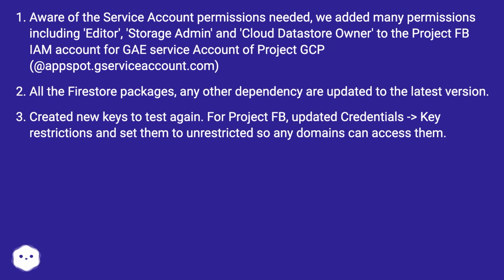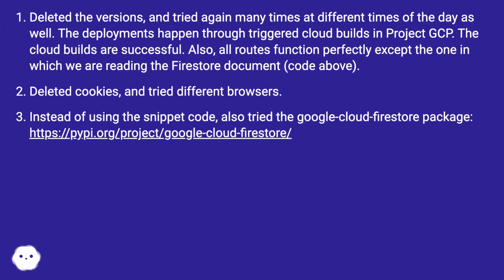For project FB, updated credentials, key restrictions and set them to unrestricted so any domains can access them. Deleted the versions, and tried again many times at different times of the day as well. The deployments happen through triggered Cloud Builds in project GCP. The Cloud Builds are successful.